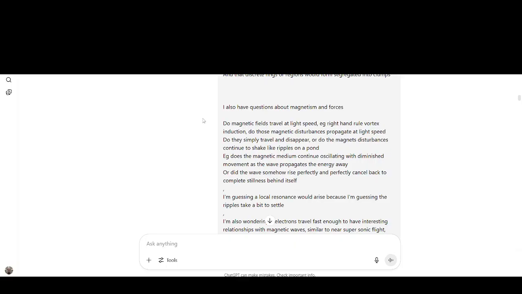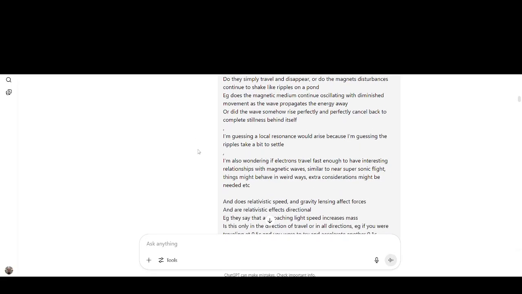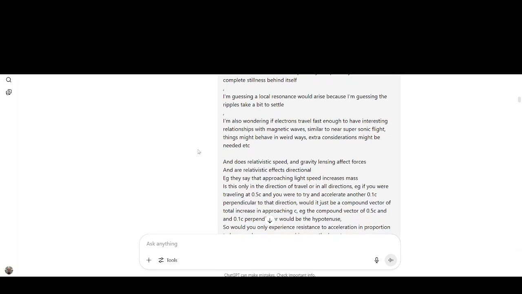I also have questions about magnetism and forces. Do magnetic fields travel at light speed, e.g., right-hand rule, vortex induction? Do those magnetic disturbances propagate at light speed? Do they simply travel and disappear, or do the magnetic disturbances continue to shake like ripples in a pond? E.g., does the magnetic medium continue oscillating with diminished movement as the wave propagates the energy away? Or did the wave somehow rise perfectly and perfectly cancel back to complete stillness behind itself? I'm guessing a local resonance would arise, because I'm guessing the ripples take a bit to settle.